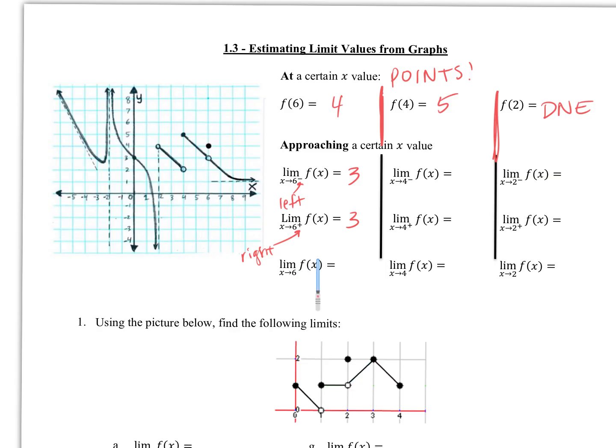When there is no superscript, this is like what we saw on the previous page. If there's no plus or minus, that means coming in from both sides. So I'm going to approach 6 from both sides. Do my fingers end up together? Yeah, at what y value? 3.